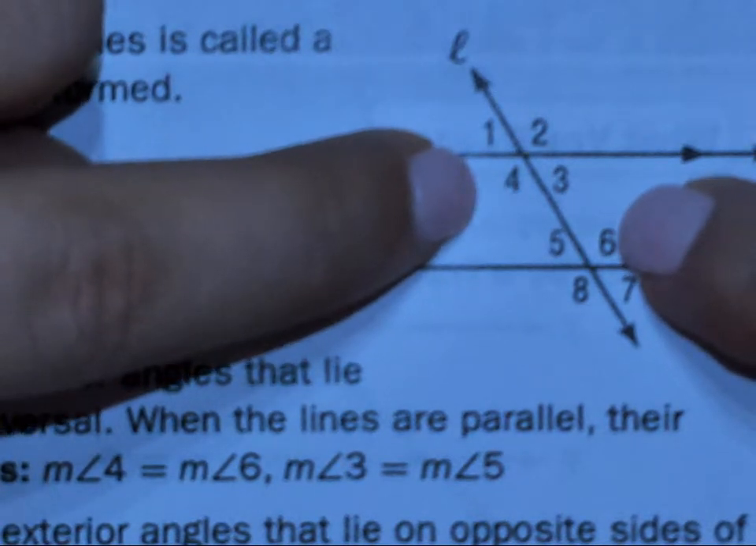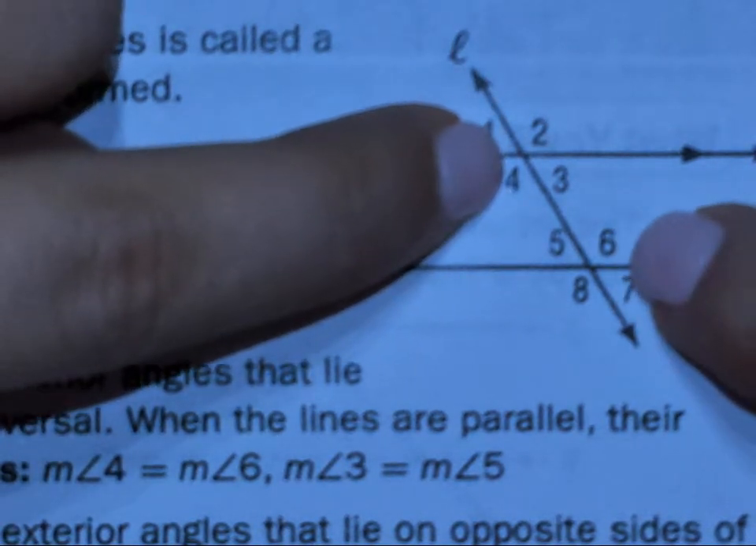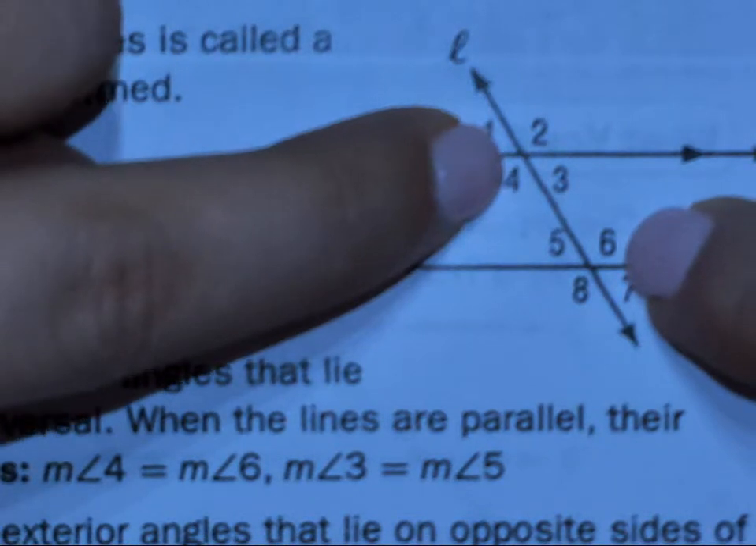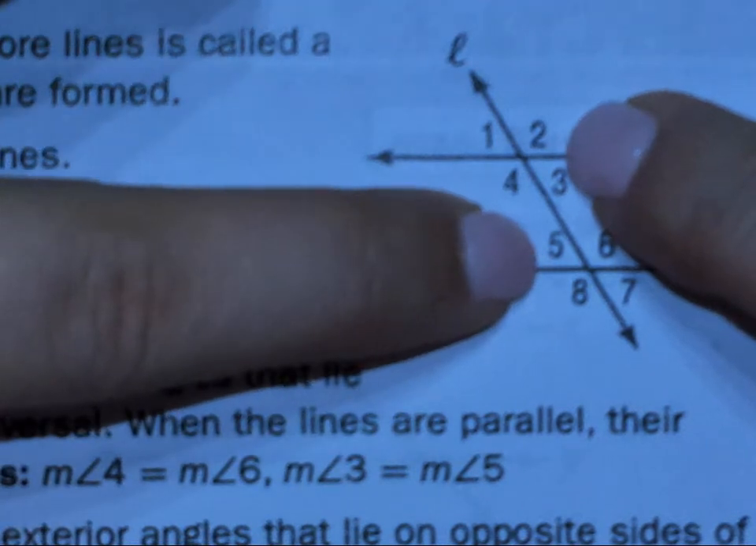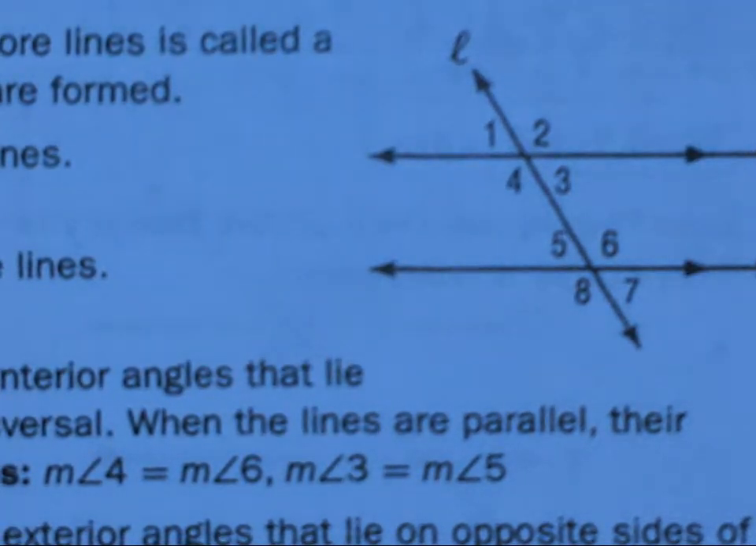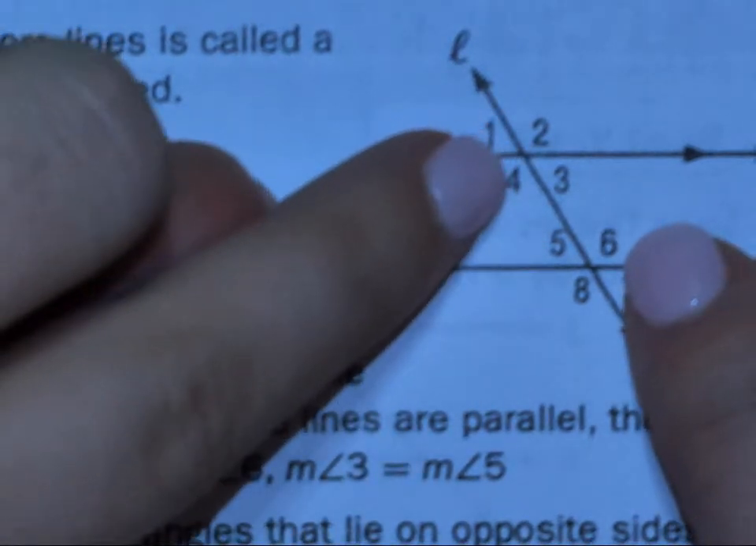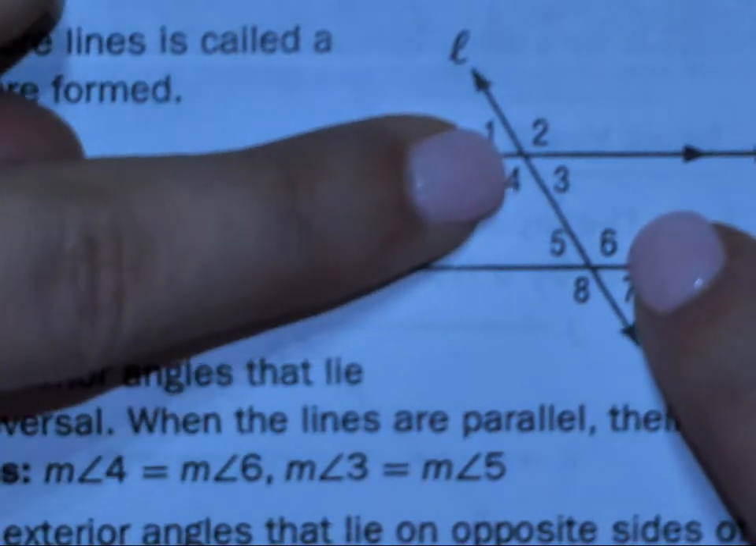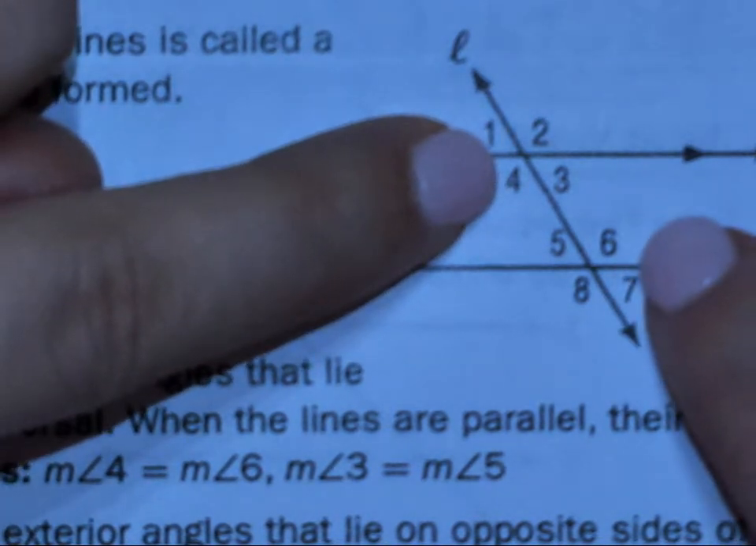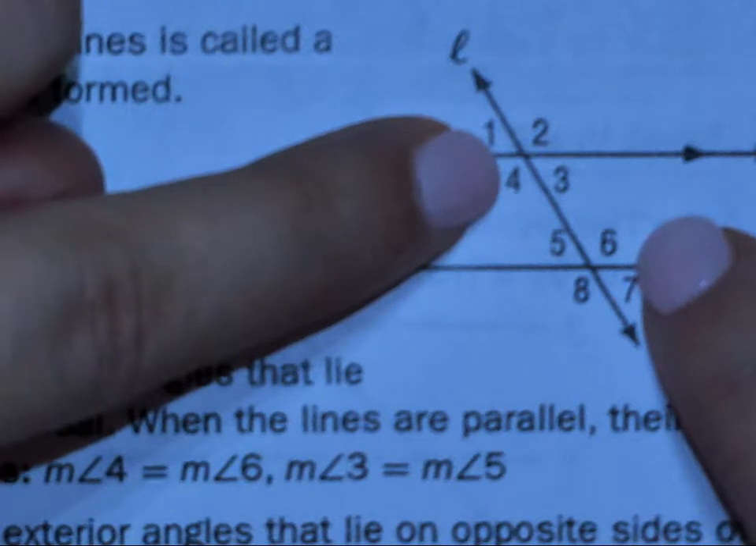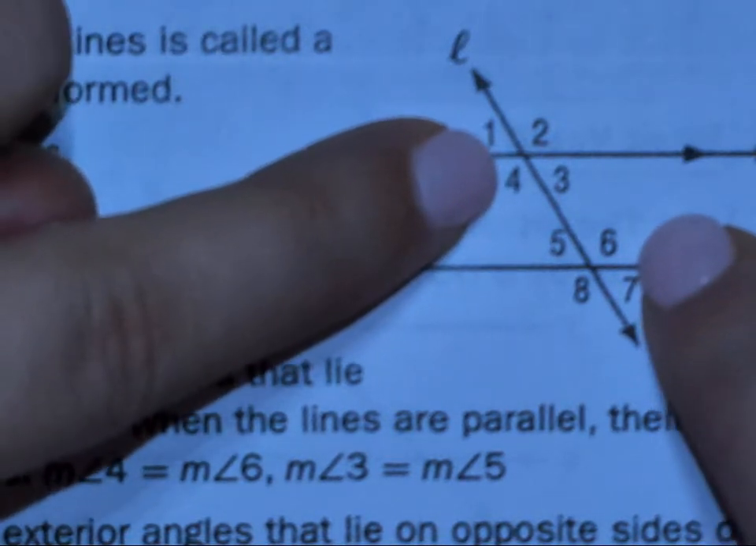Does that make sense? So angle 4 and 6 would be alternate interior angles. And then angle 3 and 5 would be alternate interior angles. Okay. What do we know about alternate interior angles? We know that when those lines are parallels cut by the transversal, alternate interior angles have the same measure. So angle 4 and angle 6 have the same exact measure. So if angle 4 is 20 degrees, then that means angle 6 is also 20 degrees. Okay. So alternate interior angles have the same measures.